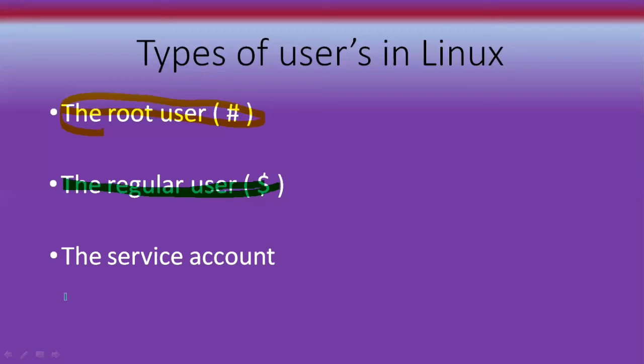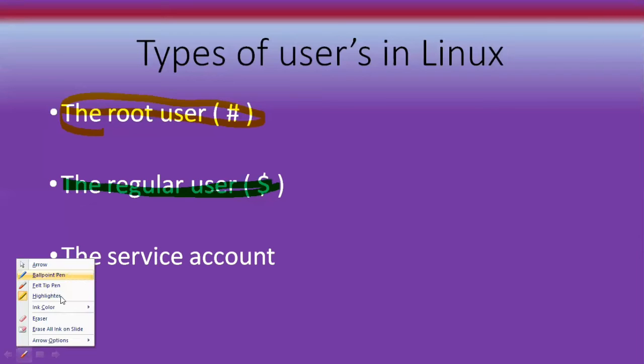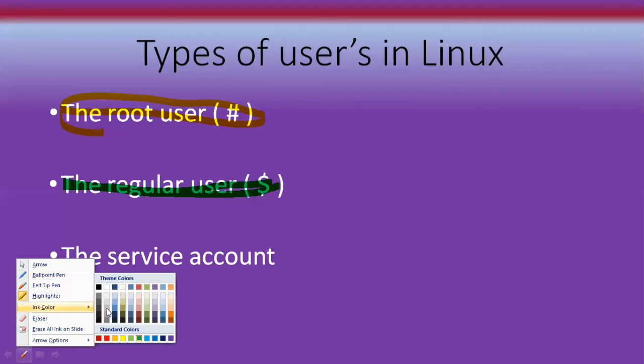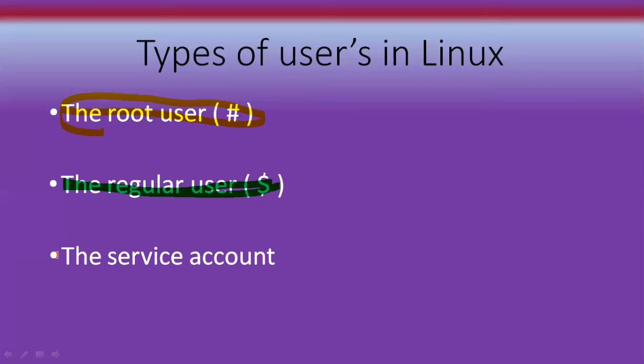The next one is the service account. Service accounts are created by installation packages when they are installed. These accounts are used by services to run processes and execute functions. These accounts are neither intended for nor should be used for routine work. So the three types of users in Linux are the root user, the regular user, and the service account user.